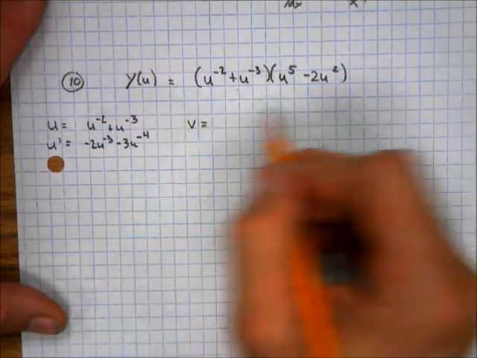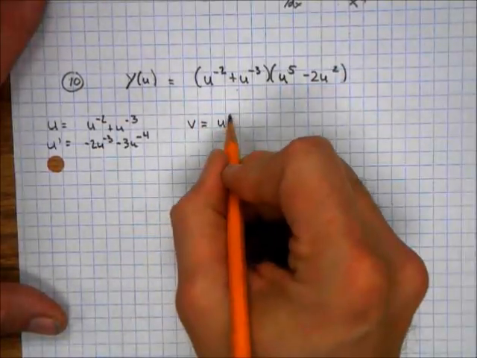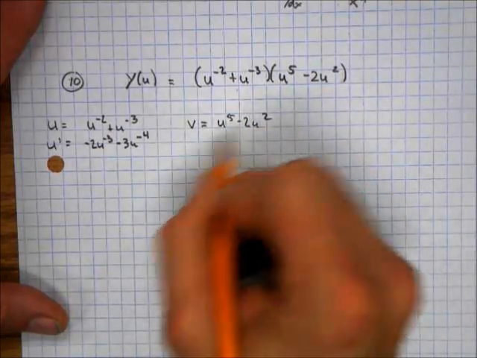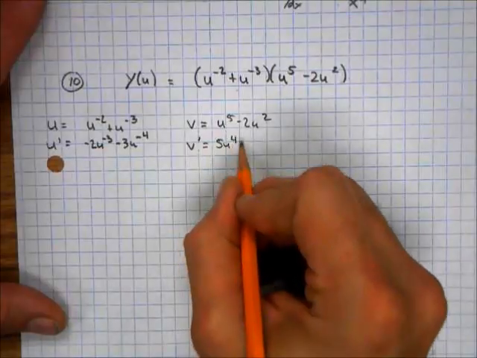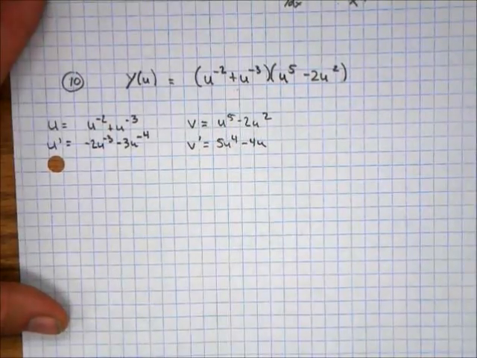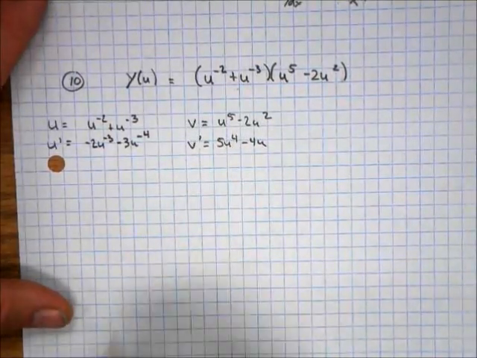V is u to the 5th minus 2u squared. V prime is 5u to the 4th minus 4u. Okay, so we're just going to put these together.